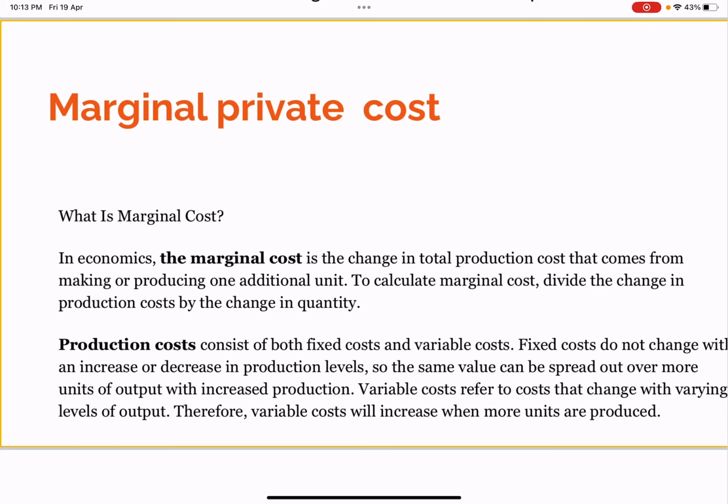For example, if you are producing anything, that production would require some investment, and that investment is going to be there irrespective of whether you are producing the good or not. So that is called a fixed cost, whereas the variable cost would change with respect to the quantity of goods produced, right? So the variable cost is going to increase when more units are being produced. But that is a production cost.